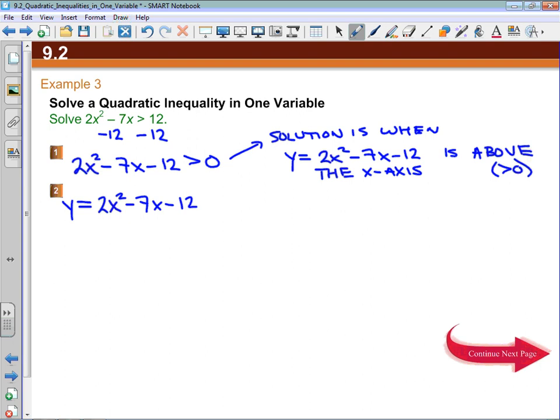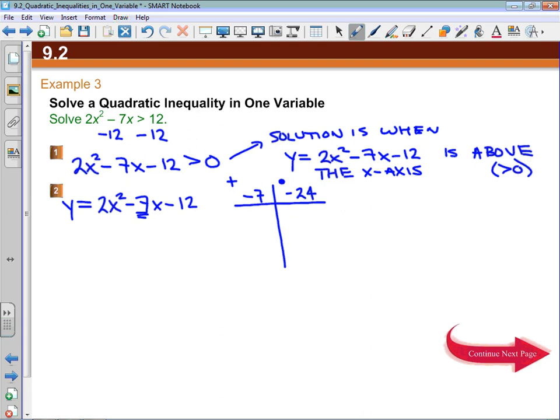Right, my a value isn't positive or negative 1 for that matter, it's a 2, and most students have seen this t-chart before. We are still looking for a number that adds to the coefficient on the x, that's -7 right there, but now the number that it needs to multiply to is a times c. Well, in this case that's 2 times -12, so we have to multiply and get -24.